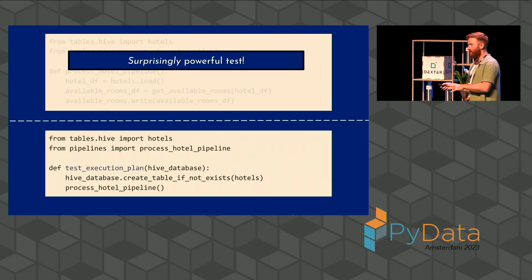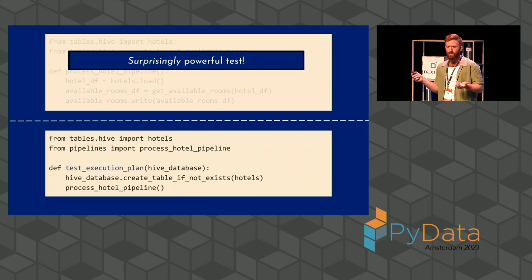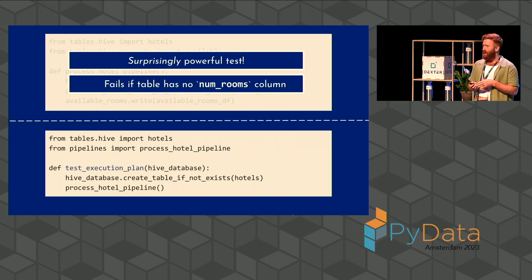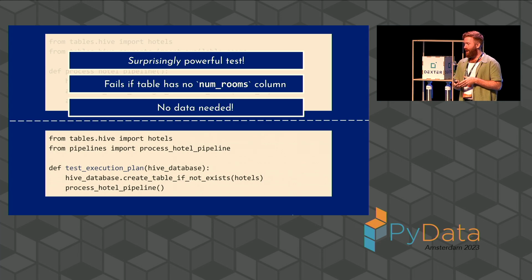This is partially a power of the framework and partially one of the powers of Spark, that you can run a test without any data. Just blank data frames with correct schemas. And this ends up being an incredibly powerful test. For one thing, it'll fail immediately if the input table has no num rooms column, which is exactly what you wanted to verify in the first place. And most importantly, there's no data needed. And that also reduces the overhead needed to create the test in the first place.